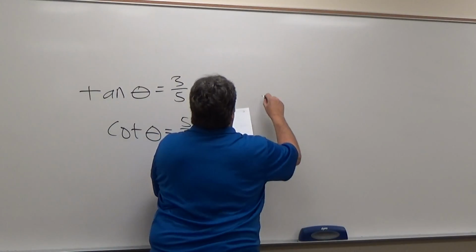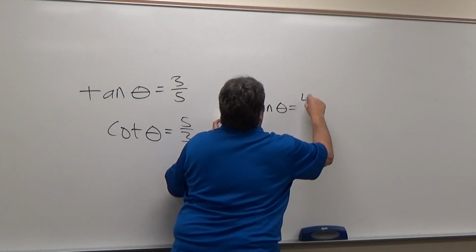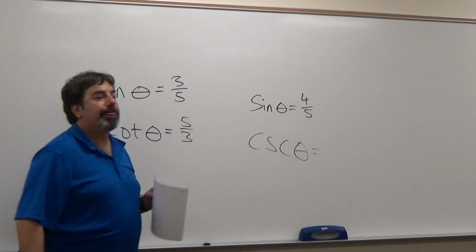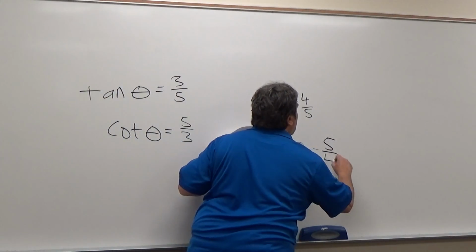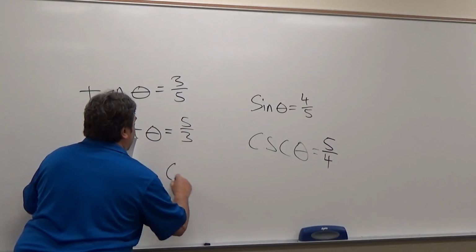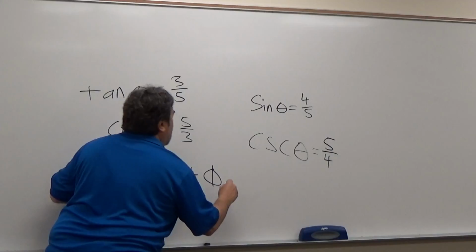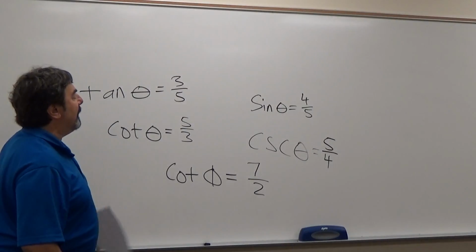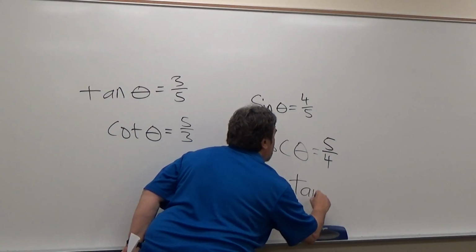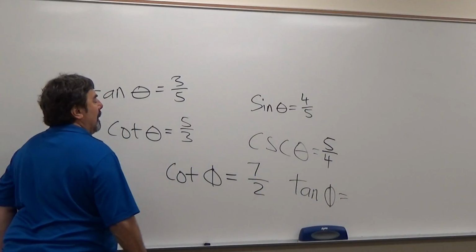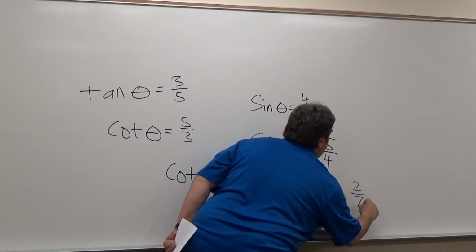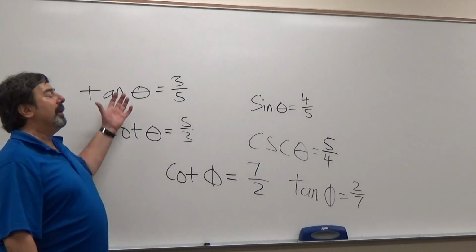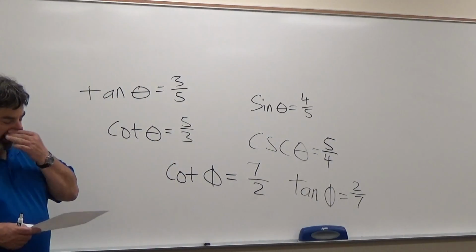If they tell you that the sine of theta is equal to 4/5, what would the cosecant of theta be? 5/4. Okay? If they tell you that the cotangent of phi is equal to 7/2, what would be the tangent of phi? 2/7. Okay? So these three main trig functions and then their reciprocals are how we find the other functions. Good?